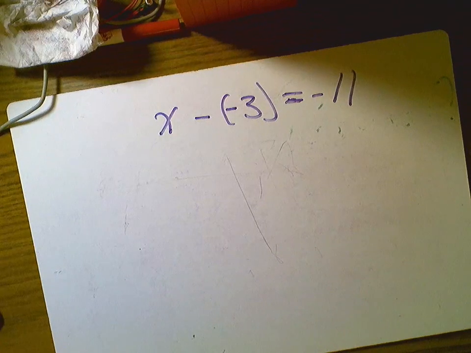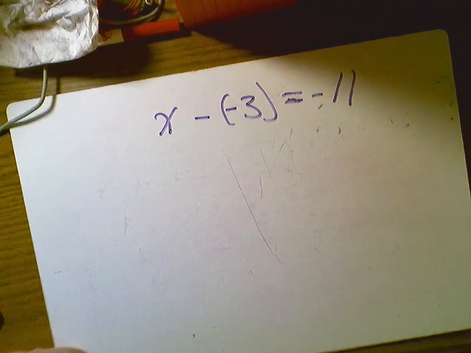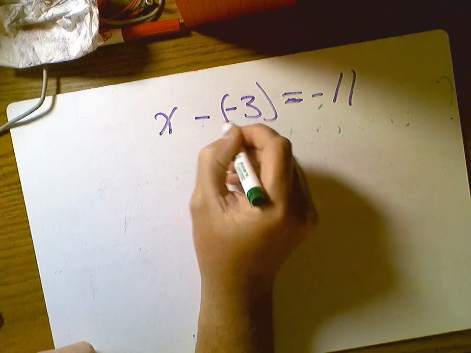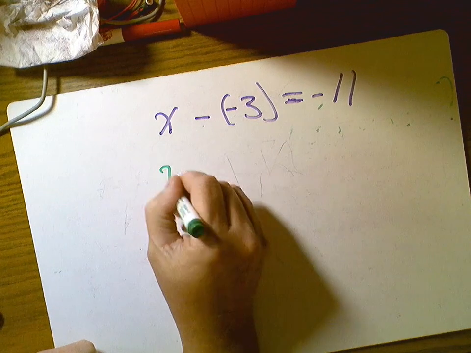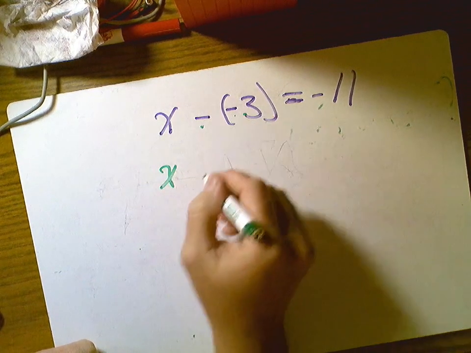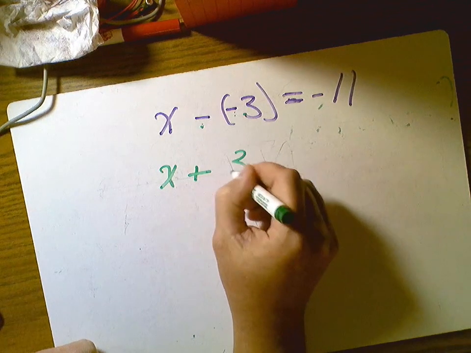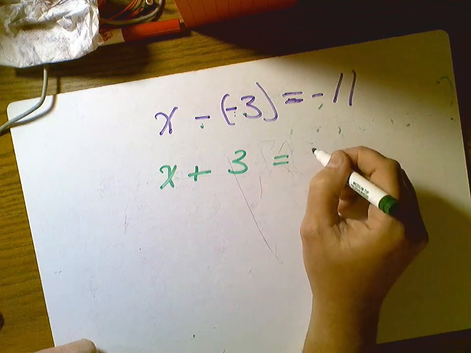So I had said that I was going to give you an answer to this problem. The first thing I would do with this problem is to make it easier to look at. Since this is subtracting a negative, that's the same thing as adding its opposite. So subtracting a negative is the same thing as adding its positive. So you have x plus 3 is equal to negative 11.